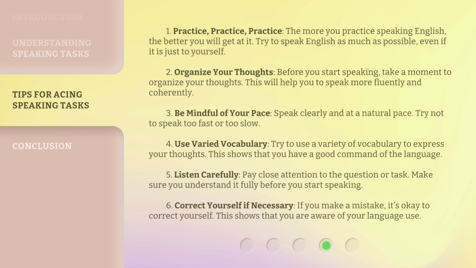5. Listen carefully. Pay close attention to the question or task. Make sure you understand it fully before you start speaking. 6. Correct yourself if necessary. If you make a mistake, it's okay to correct yourself. This shows that you are aware of your language use.